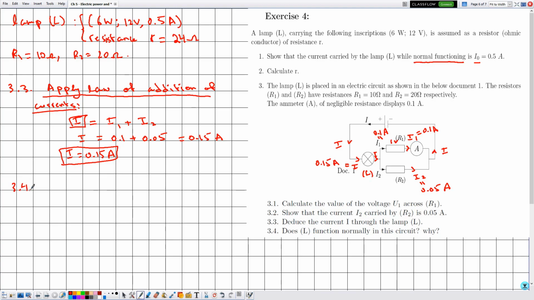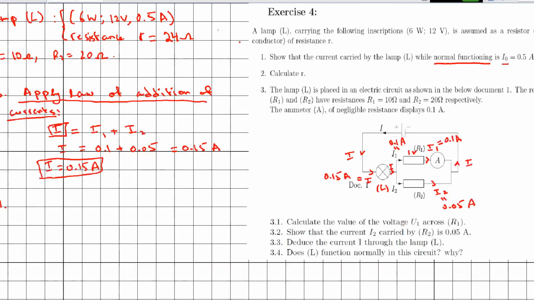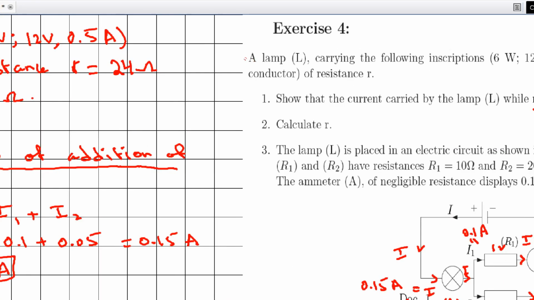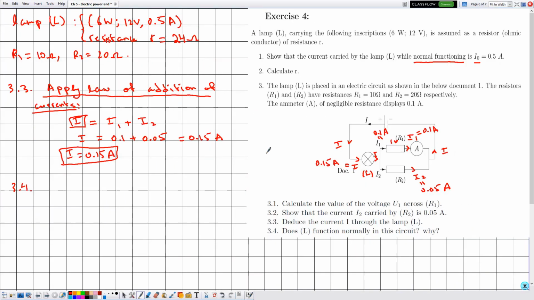Now in 3.4 they are telling me, does L function normally in this circuit? Why? In order to know whether the lamp L functions normally or not, we need to compare either the applied voltage or the traverse current with the rated inscriptions. So here in this case we have the traverse current and we have the rated current. Notice that the traverse current is given by 0.15 amperes, which is less than the rated current, which is 0.5 amperes. Therefore the lamp L will not function or function weakly.